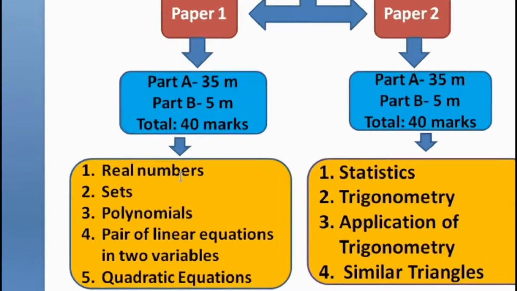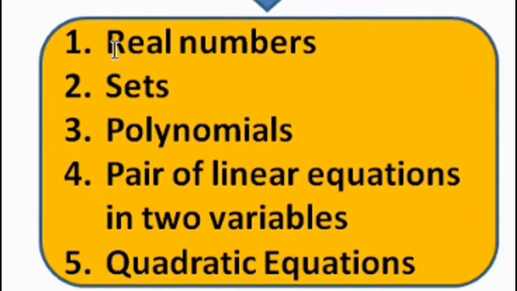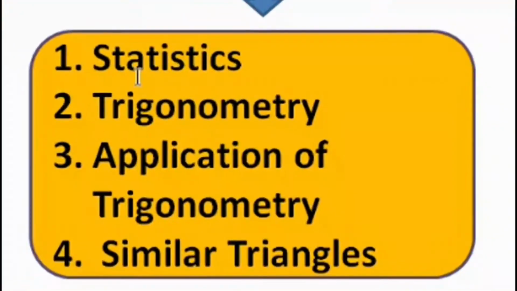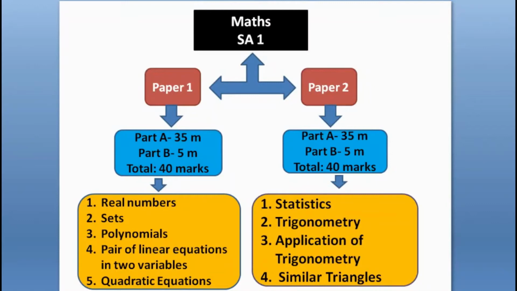Paper 1 has 5 chapters and the names of the chapters are real numbers, sets, polynomials, pair of linear equations in two variables and quadratic equations. And paper 2 will have 4 chapters. The names of the chapters are statistics, trigonometry, application of trigonometry and similar triangles. Now we will see the paper 1 and paper 2 question papers along with their solutions.